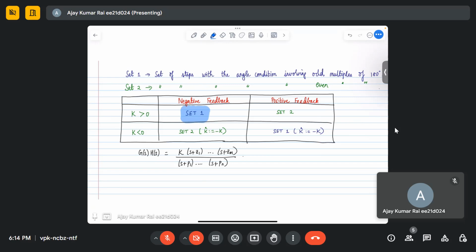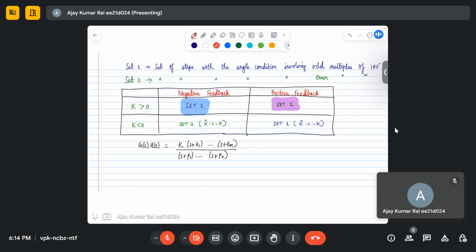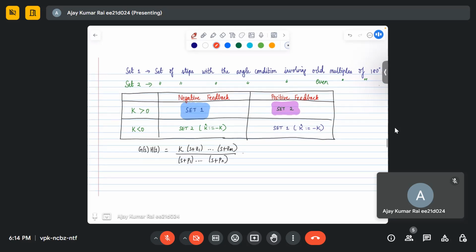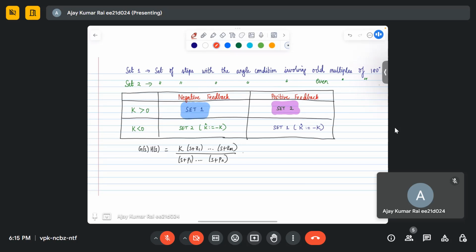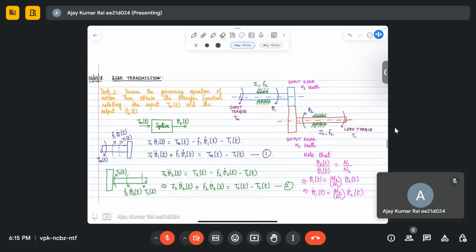And the other case that we studied was positive feedback with k greater than 0, so this was also studied in the lecture. But similarly you can make the other cases also. For negative feedback, if you have k to be negative, you have to follow step 2. Step 2 means you follow the conditions involving even multiples of 180 degree. Correspondingly, if you have positive feedback and k less than 0, you will follow step 1.